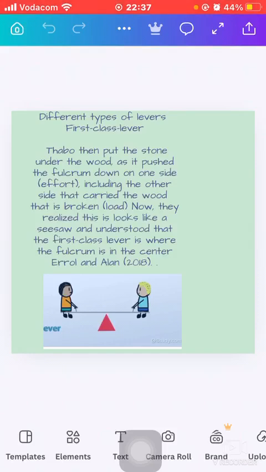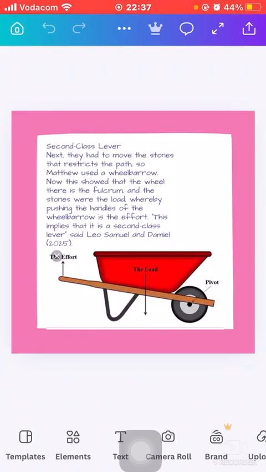We also have the second class lever. For the second class lever, I used a wheelbarrow as an example. On a wheelbarrow we have the load in the middle. That is what is inside the wheelbarrow. It can be a bucket or whatever can fit there, right? That is the load. We also have the fulcrum or the pivot, that is the wheel, right? We have the effort, where you put your hands, where you hold the wheelbarrow to push. That is the effort, right?